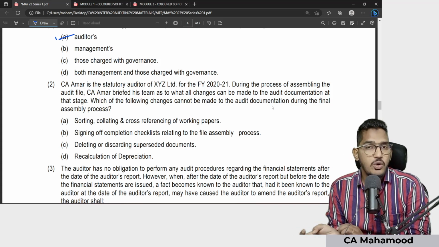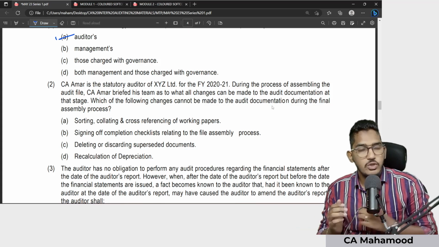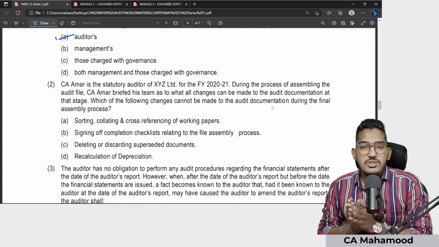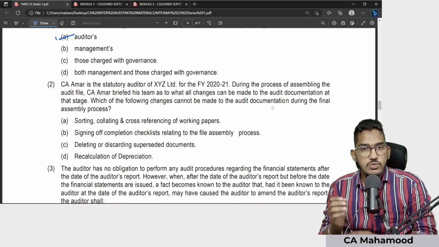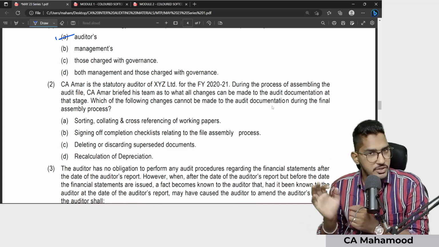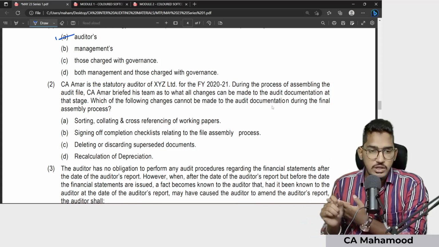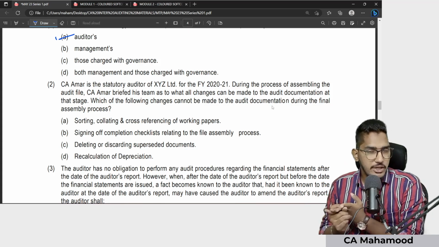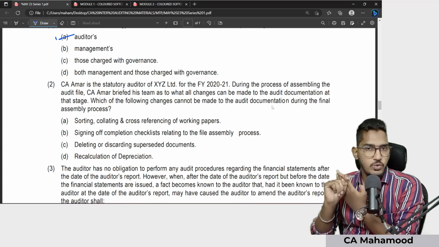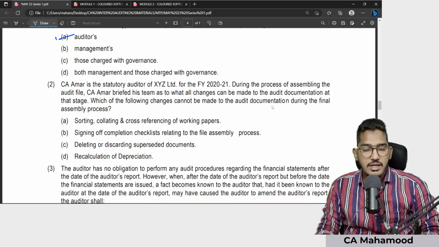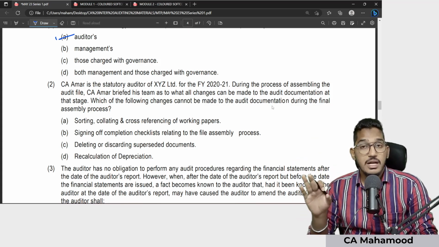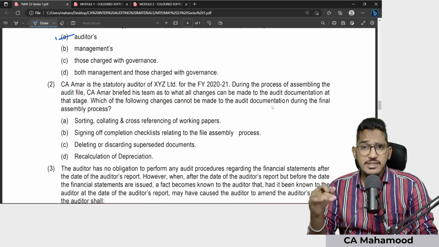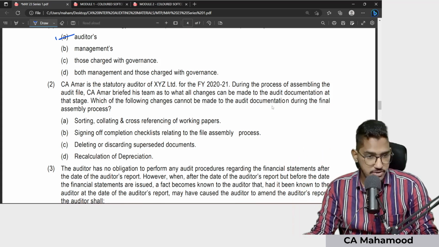See, as we know, when the audit file is getting assembled, we will not perform any new audit procedures. We will just do administrative work. What kind of administrative work? We will sort the documents, give references to the working papers, sign the documentation, and delete the duplicate documents. This kind of administrative work only we will do. So what they are asking is, out of the below things, which cannot be done during the assembly stage.